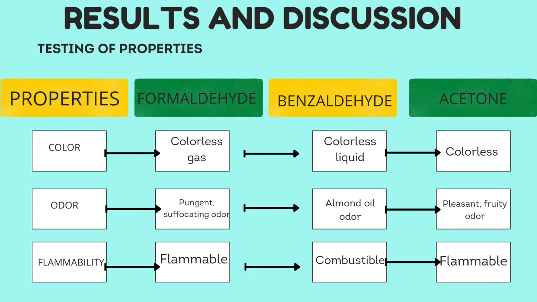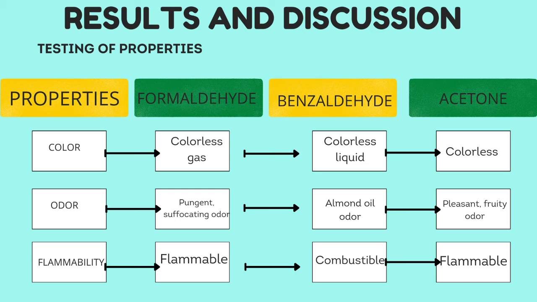First was to observe and record the physical properties of formaldehyde, benzaldehyde, and acetone for their color, odor, flammability, volatility, solubility in water, and solubility in alcohol. Now, I want you to observe the table. First is formaldehyde. Formaldehyde is a colorless gas.